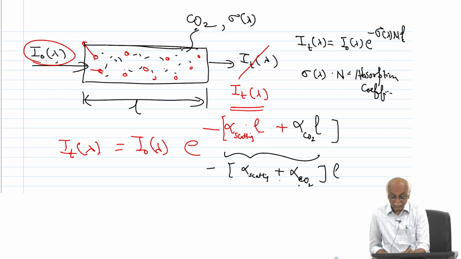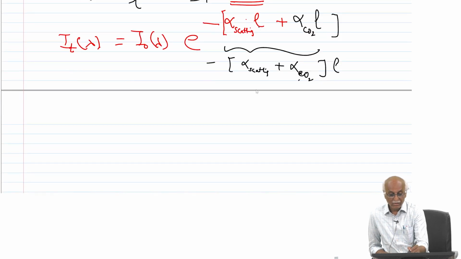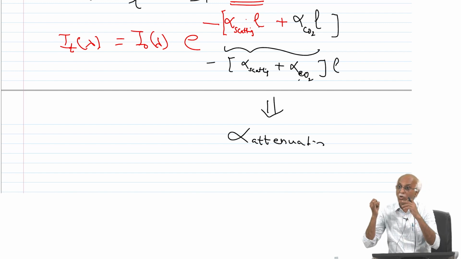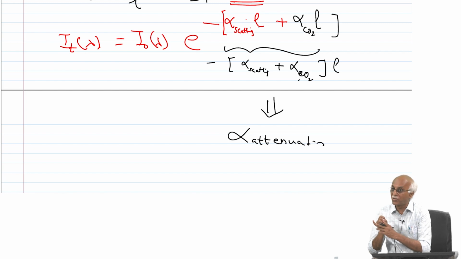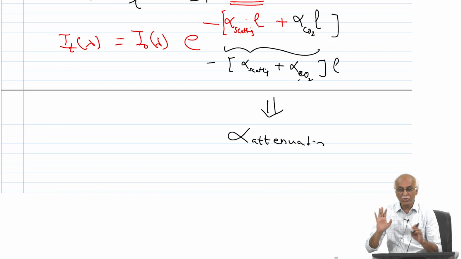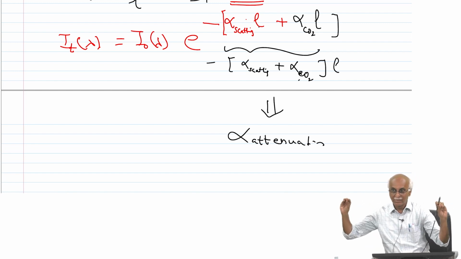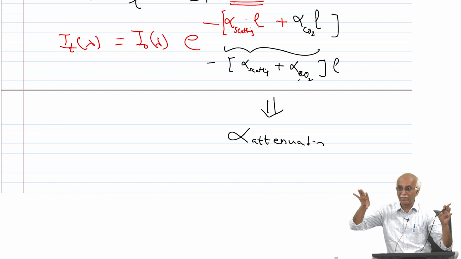And this is nothing but the attenuation coefficient, it is getting attenuated. See, if you do not know the molecular CO2 concentration, and you do not know the scattering concentration either, what are you going to measure? Input intensity, transmitted intensity, correct. You know the length through which it is transmitted, so you can derive alpha.